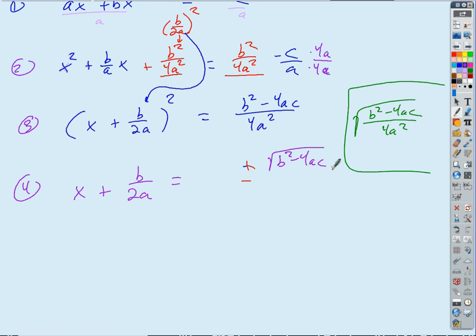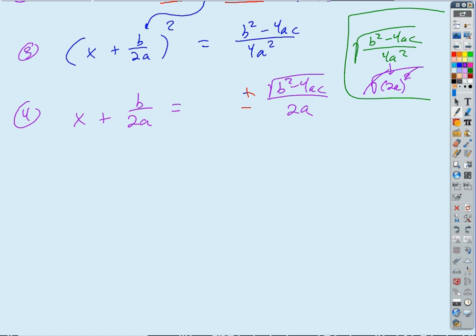But on the bottom, 4a squared, I could write as what? The quantity 2a squared. And what's the square root of something squared? Ah, it cancels, doesn't it, right? So on the bottom, I'm getting a 2a. Looking pretty good, isn't it? Last step, subtract b over 2a, right? And so finally I end up getting, after 5 steps, x by itself.